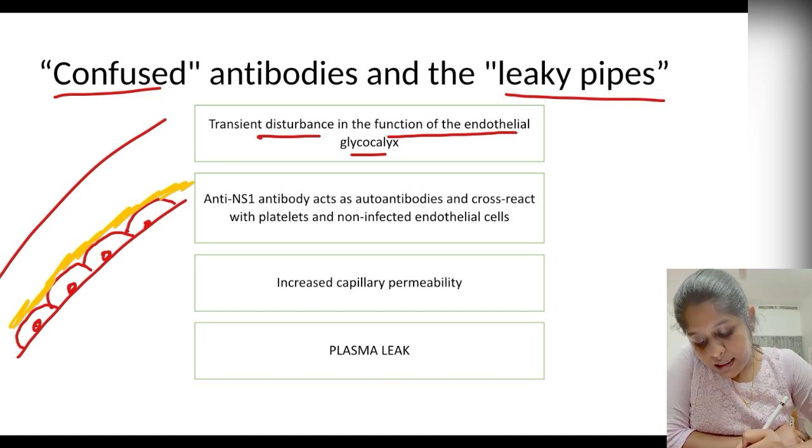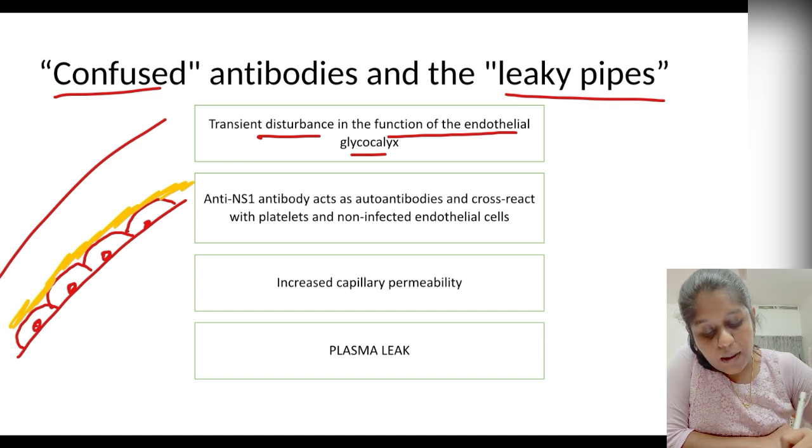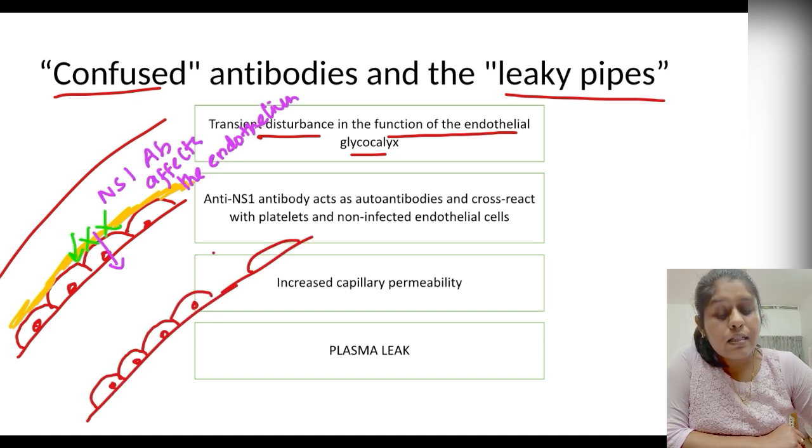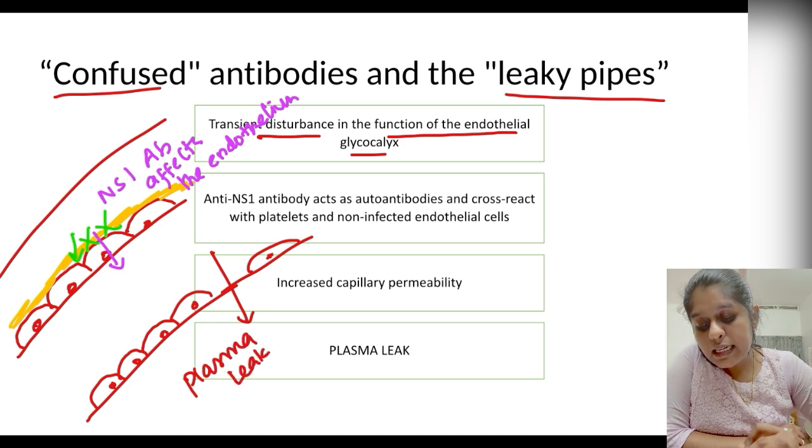So when the anti-platelet antibodies are formed, there will be a defect in the endothelium. Cellular continuity is lost, so there will be a defect. Through this defect, capillary leakage will happen and plasma leak occurs. So this is the pathophysiology. So remember two terms: confused antibodies, leaky pipes.